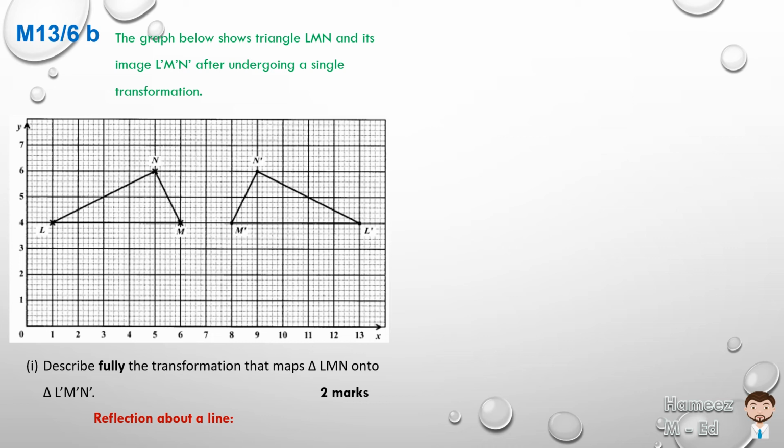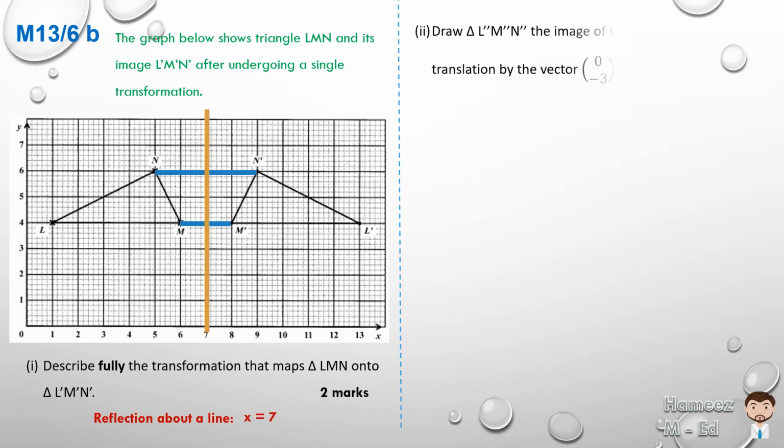So the easiest way to get that line, let's connect M to where it was reflected to, M', with a blue line, and let's do the same thing with N and N'. And the center of both those lines will be our line of reflection, which is x equals 7. Part 2. Draw triangle L' L'' M'' N'', a new triangle.